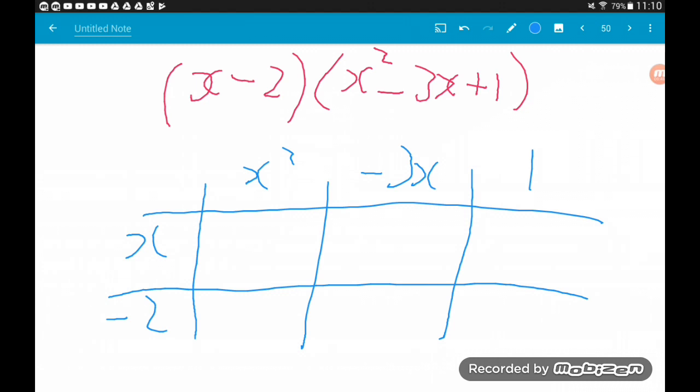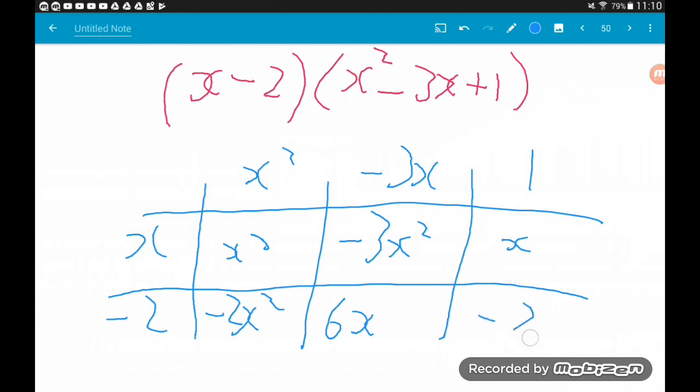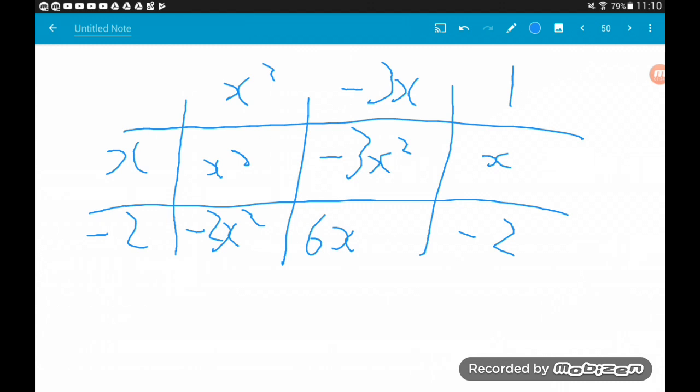x times x squared is x cubed. Minus 2 times x squared is minus 2x squared. x times minus 3x is minus 3x squared. Minus 2 times minus 3x, positive 6x. x times 1 is 1x. And then minus 2 times 1 is minus 2. So, now we just need to pull things out of the table and simplify.